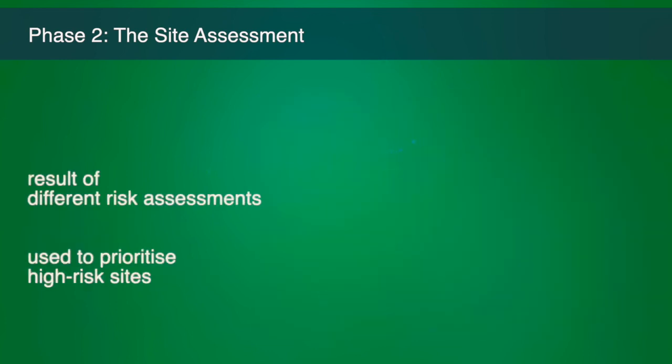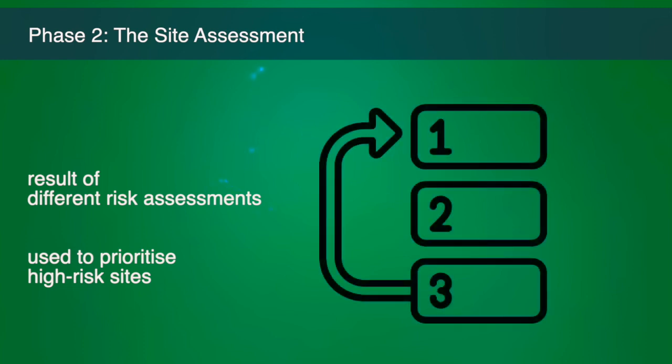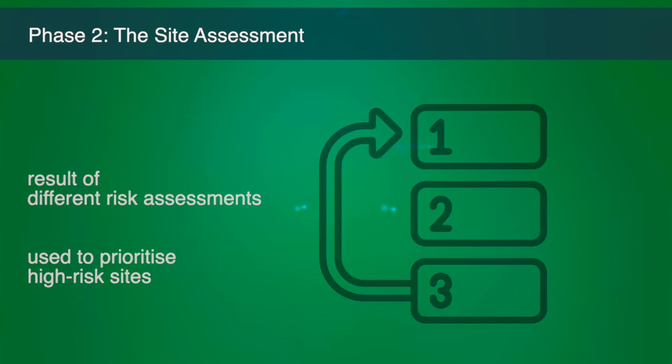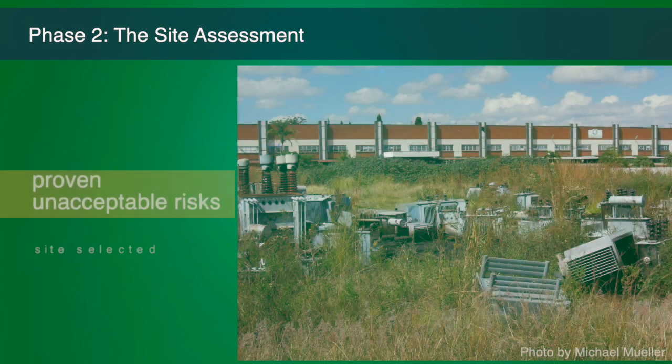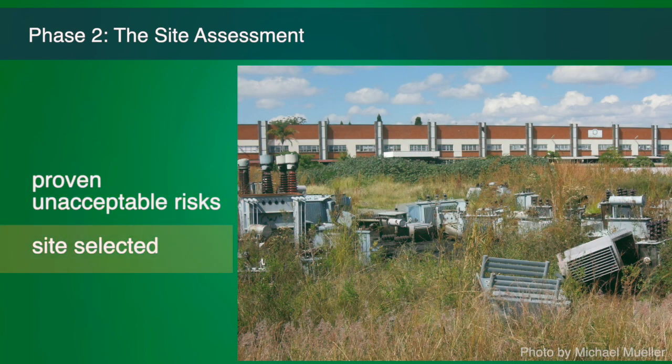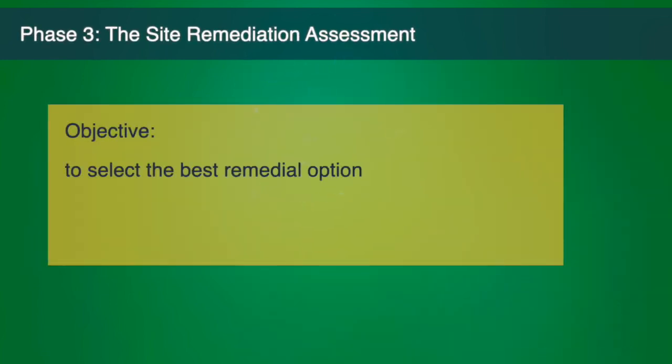When more than one site is subjected to Phase 2, the result of risk assessments can be used to prioritize high-risk sites depending on the funds available for remediation. When Phase 2 has proven that there are unacceptable risks and the site is selected as a high-risk site, Phase 3, the site remediation assessment, must be implemented.